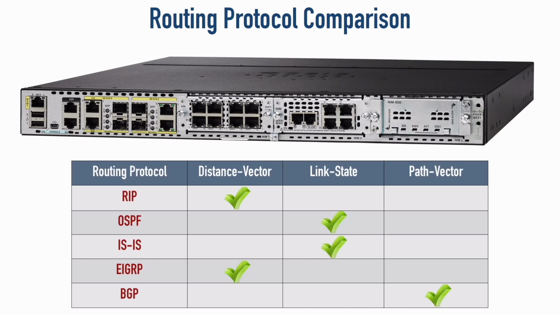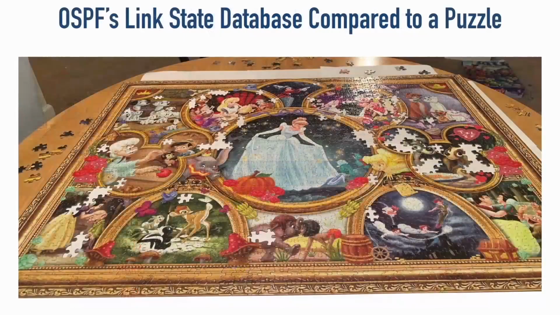But with OSPF, the main protocol we're focusing on in this course, I said it's going to have a map of the topology. I want you to think of that map much like a puzzle. And that map is stored in something called the link state database. Now, this is a puzzle one of my daughters was working on recently, and it had like 1,500 pieces to it. And as I saw it, it reminded me a lot of OSPF. And I said, I've got to take a picture of this to show my OSPF students.